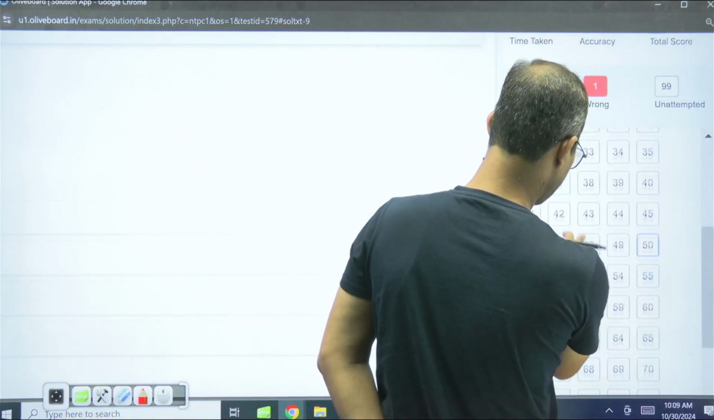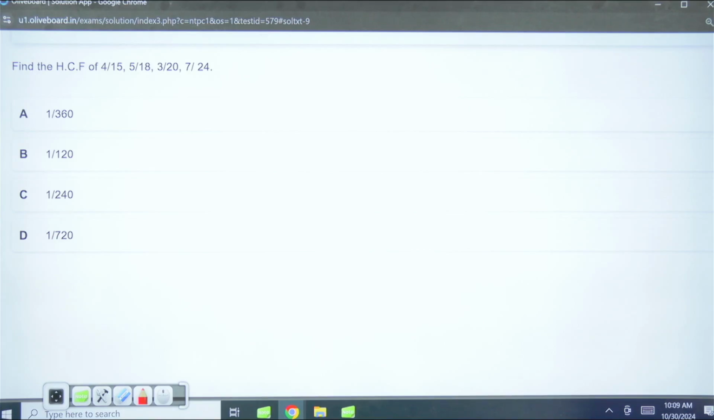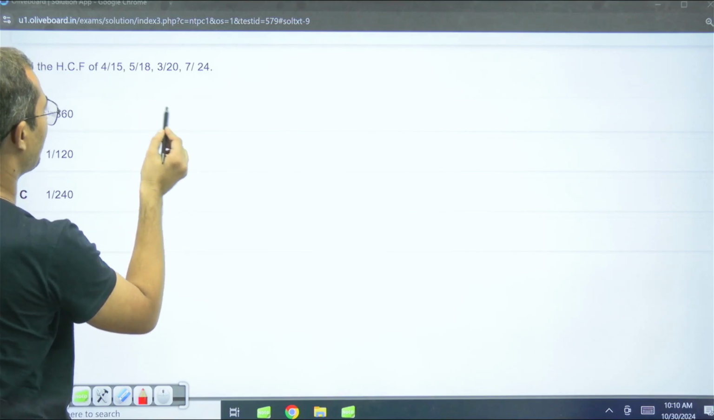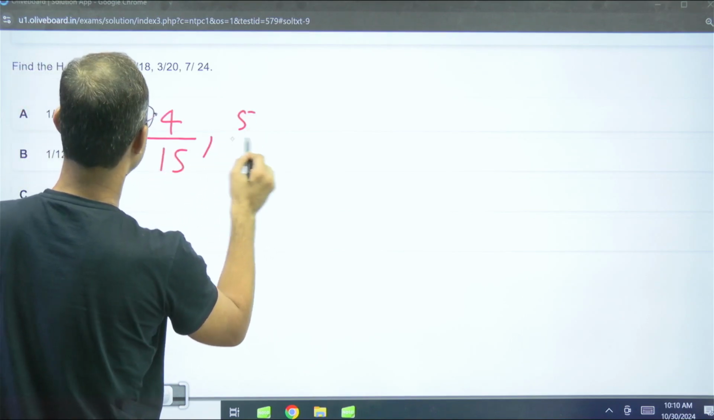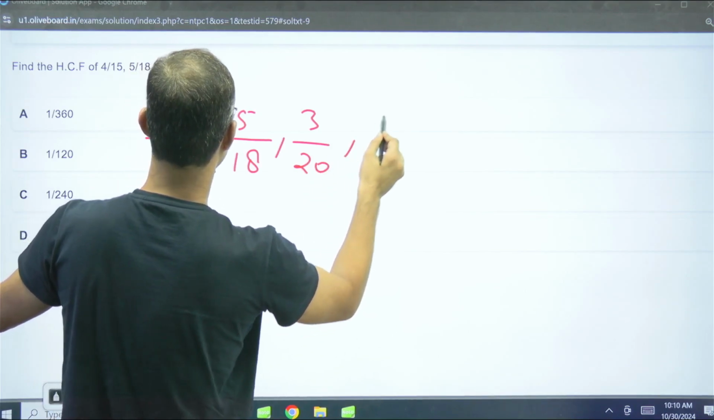Question number 53. Tell me what is the answer for this question. When we have to calculate the HCF of any fractions, for the numerator we will take the HCF and for the denominator we will take the LCM.